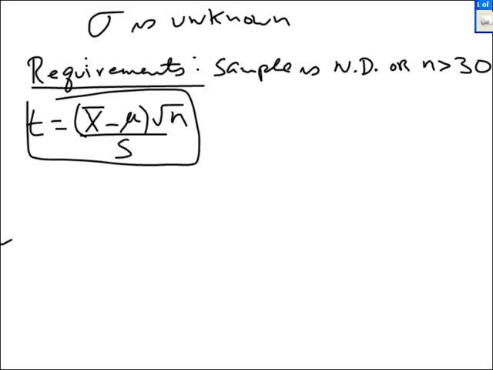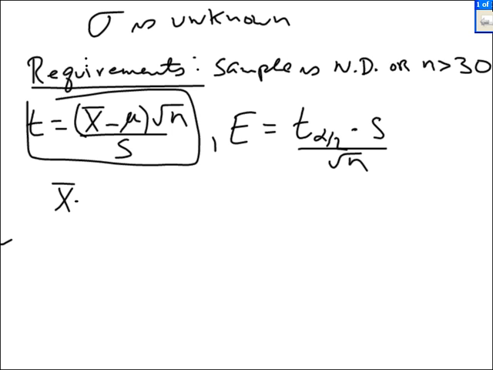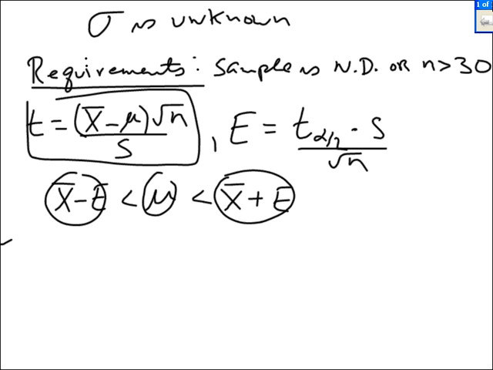And the margin of error, something we're going to use a lot, is equal to t sub alpha over 2 times s over the square root of n. The confidence interval is just like it was in the last section. It's x bar minus e is less than mu, which is less than x bar plus e. That means mu is in between these two values.